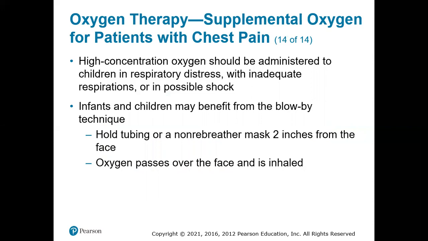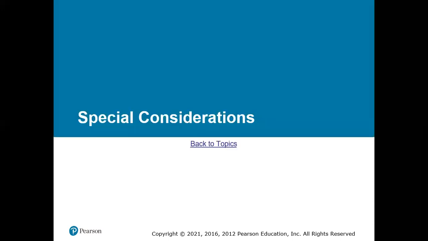If you have children, we do have non-rebreathers that are pediatric and infant in size. If you have a child that's going to fight that mask, you can do what's called a blow-by. Hold the tubing, or the non-rebreather mask, a couple inches from the face, and at least they're getting that oxygenation. If they allow mom to hold it, they might allow mom to do that. So make sure you utilize your parents when they're there.